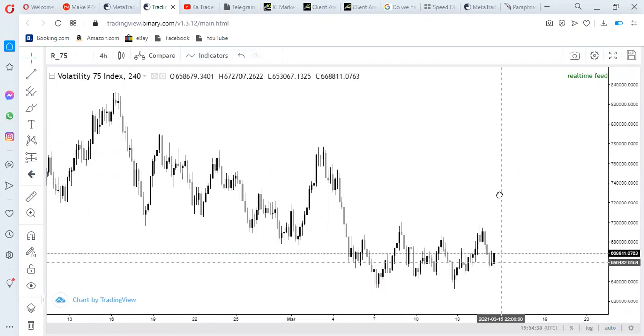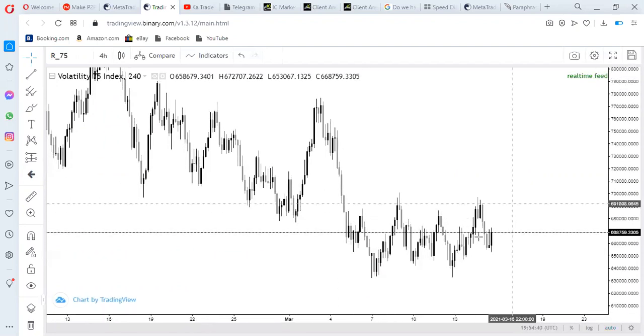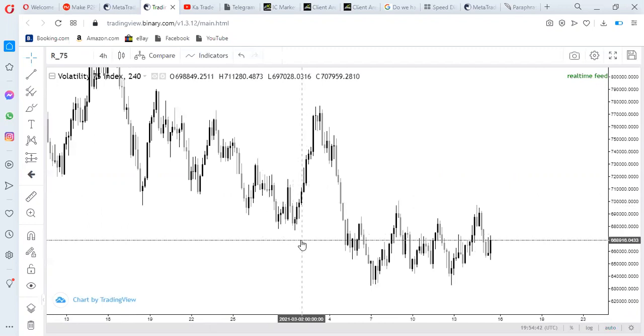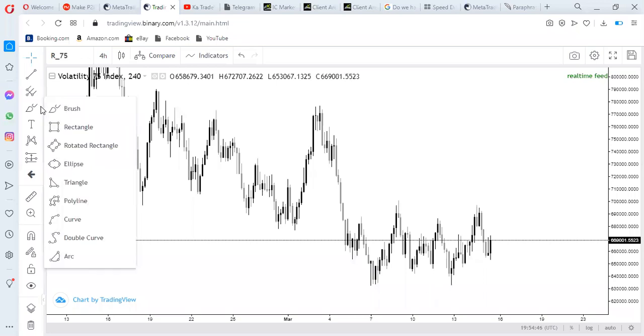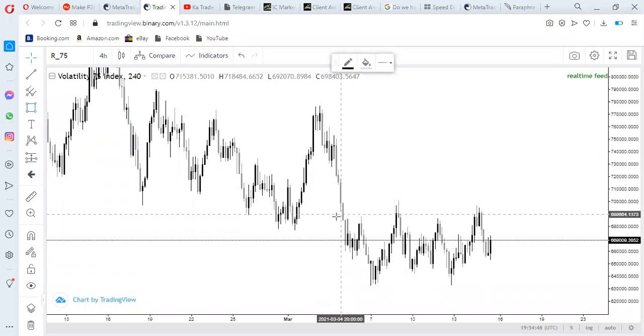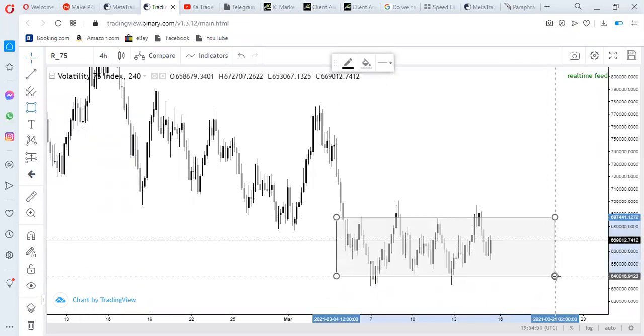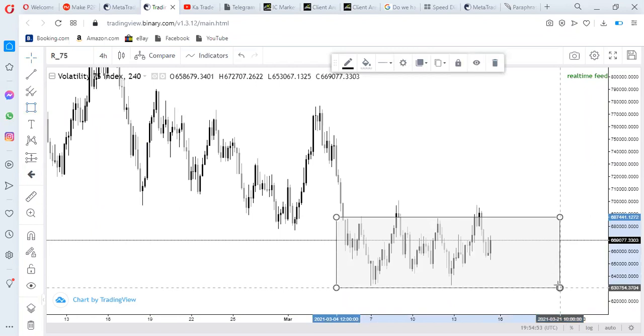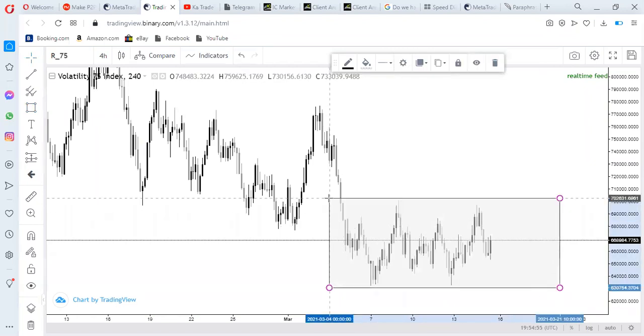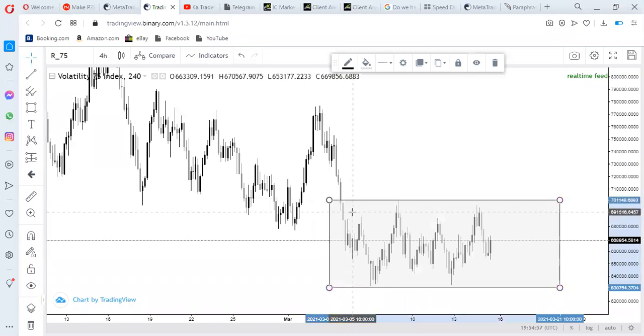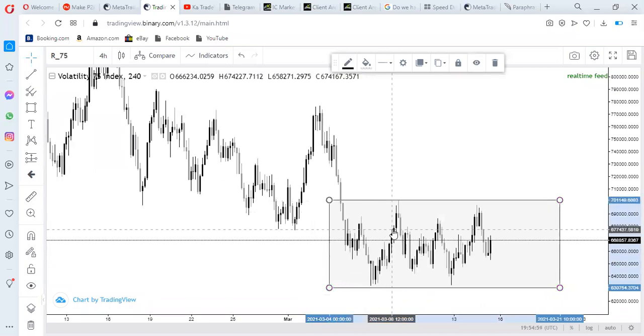If you are weak on price action, you will definitely blow your account before the correct move comes, because there is a major move on the way. Recently, you can clearly see from here that price is just trading in between here. It's just consolidating. So you need to find out what market conditions work for your strategy.